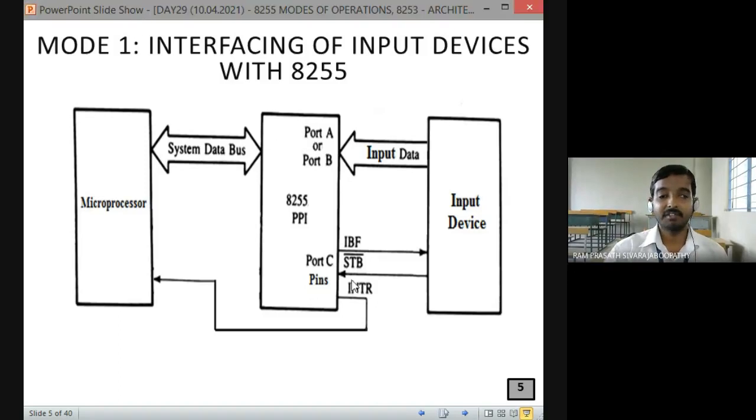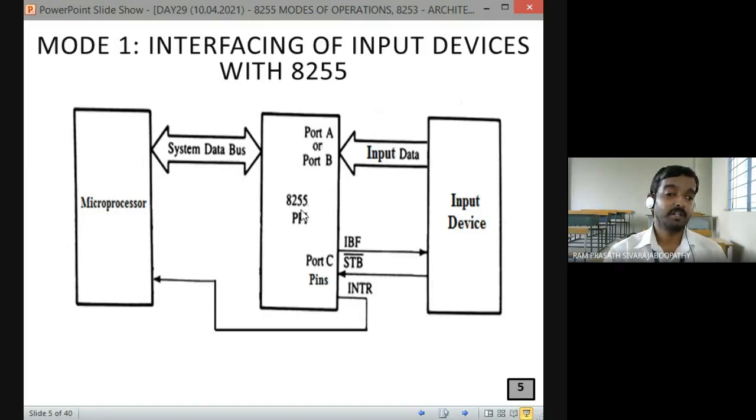For that purpose, we have some group of signals that we call handshaking signals. For establishing these handshaking signals, we don't have extra pins in 8255. So when you configure port A or B in mode 1, some of the port C pins are used for handshaking signals. Is it clear now? Yes or no? If you type yes, what I am telling is reaching you.